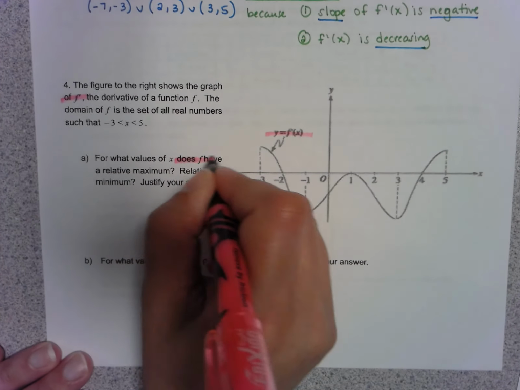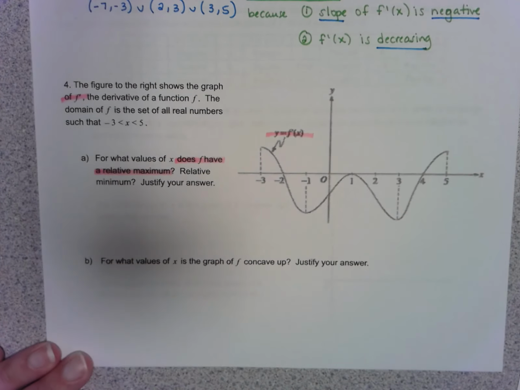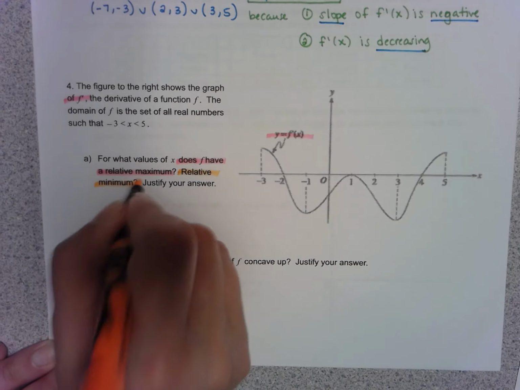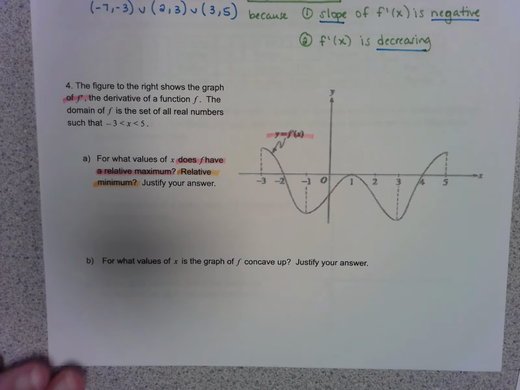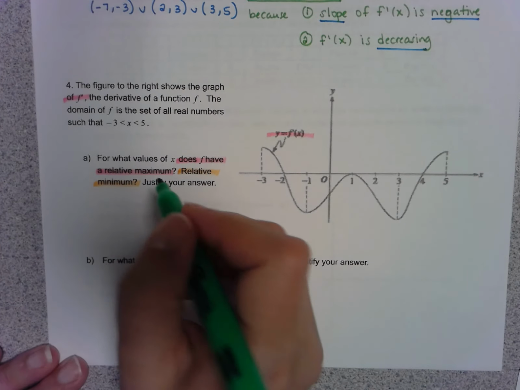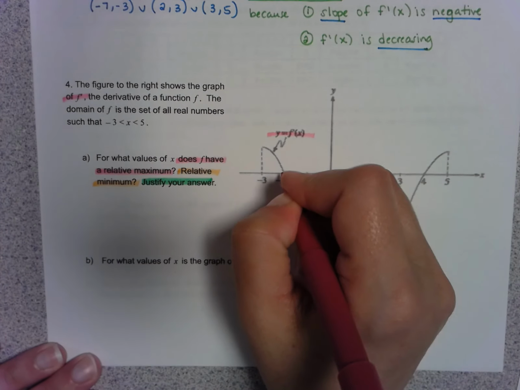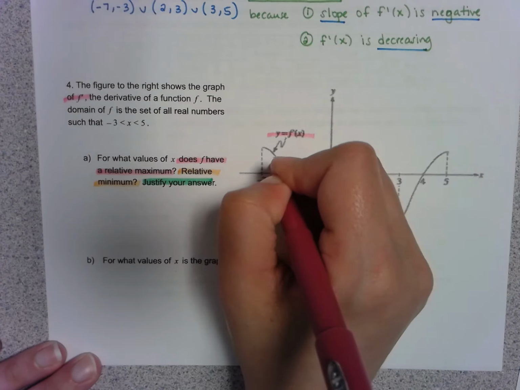First, we're trying to figure out where does the original graph have a maximum. Then we're trying to figure out where does the original graph have a minimum. And last but not least, we're trying to justify our answers. So again, if we're talking about the original, but we're looking at the derivative, we're going to be looking for maximums and minimums at the places where we see x-intercepts. The first place here is going to be at -2.